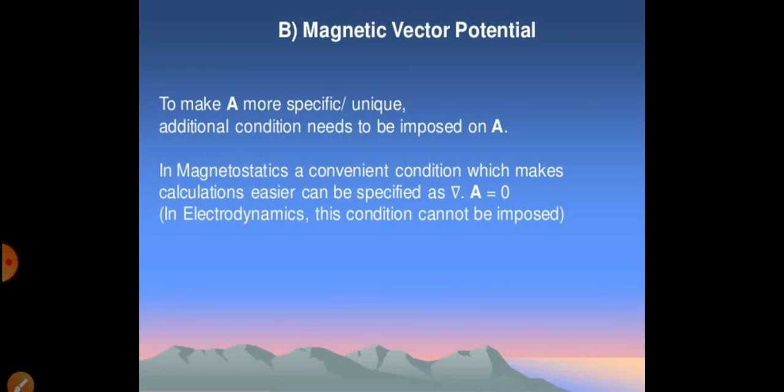Magnetic vector potential. To make A more specific and unique, an additional condition needs to be imposed on A. In magnetics, a convenient condition that makes the calculation simpler can be specified as del dot A equal to 0. In electrodynamics, this condition cannot be imposed.